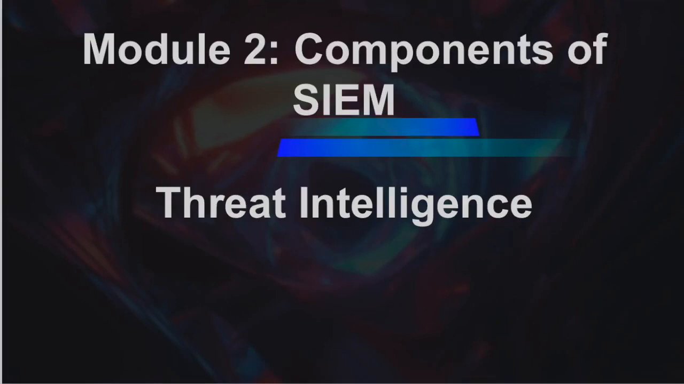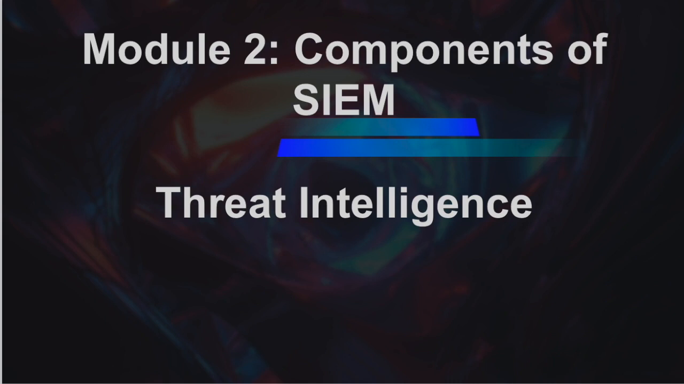So the next component is threat intelligence. Again, all the components are very crucial. This is one of the components of SIEM, as it involves using external sources of information to identify potential security threats. The goal of threat intelligence is to provide real-time insight into emerging threats and to enable security team to proactively identify and respond to potential security incidents.